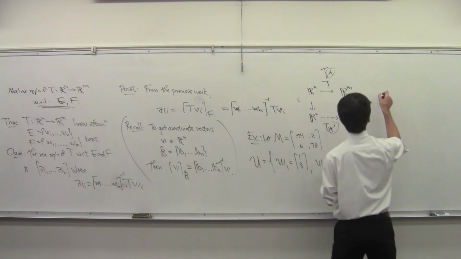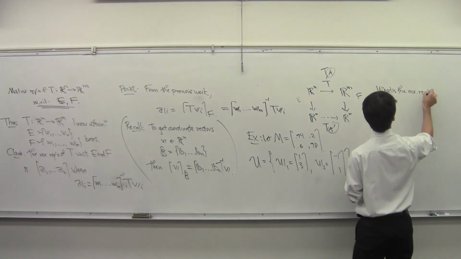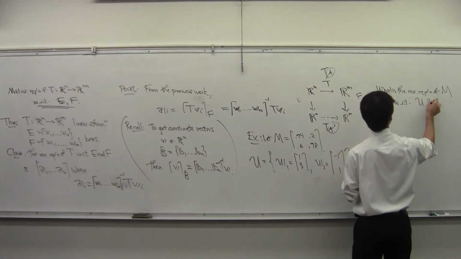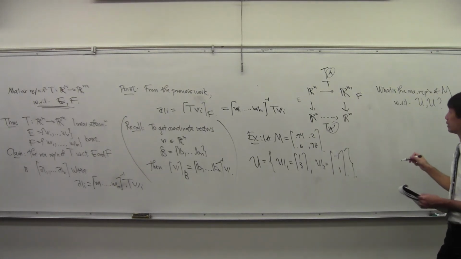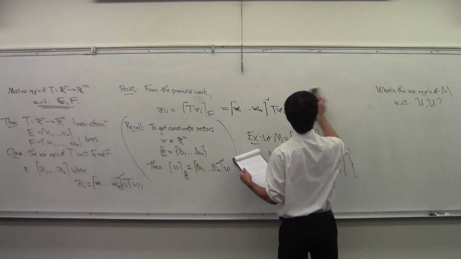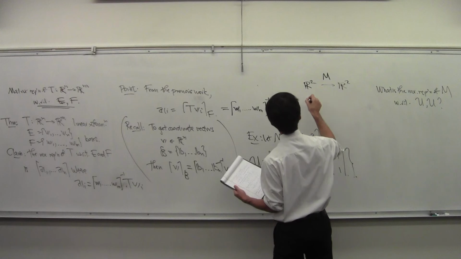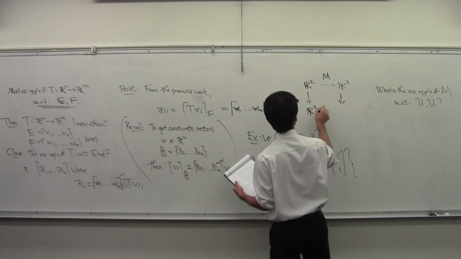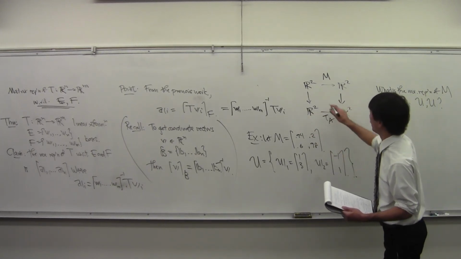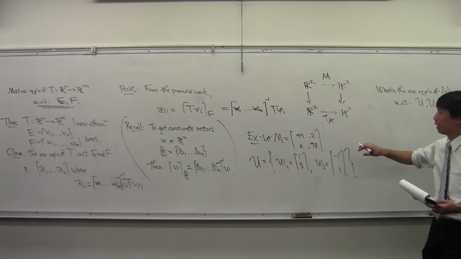Now let's ask, what's the matrix representation of M with respect to U on both sides? So we've got R2 to R2. M goes from R2 to R2, but we want a different matrix representation of it. We want an A so that this A represents the behavior of M. And how do we get it?